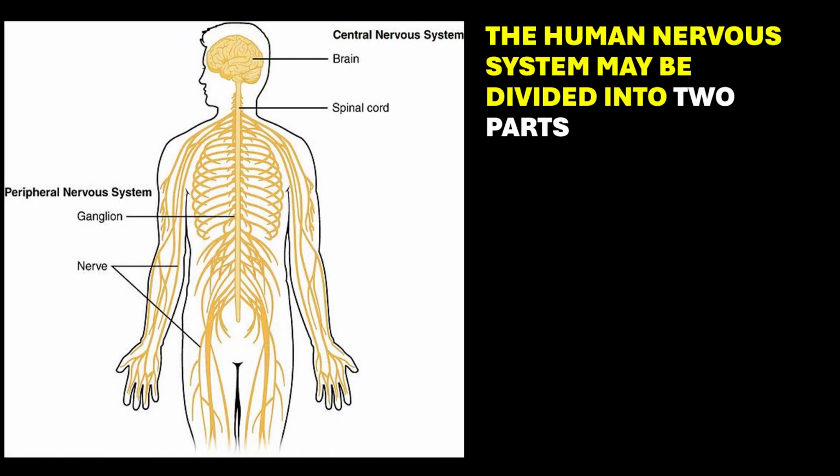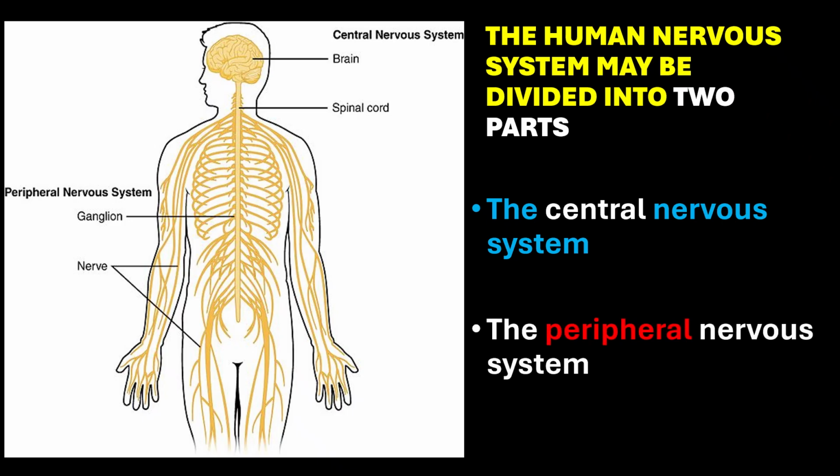The nervous system is divided into two sections or two systems. That is a system within a system. There is the central nervous system, and then there is the peripheral nervous system. So that is what you have here. The peripheral nervous system consists mostly of nerves and ganglions. Those are the structures you see coming out of the spinal cord.